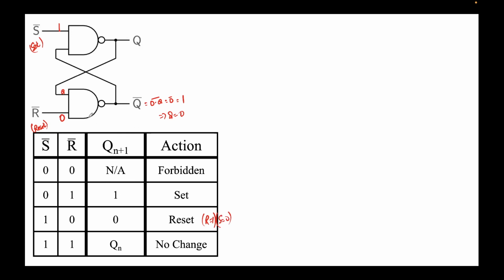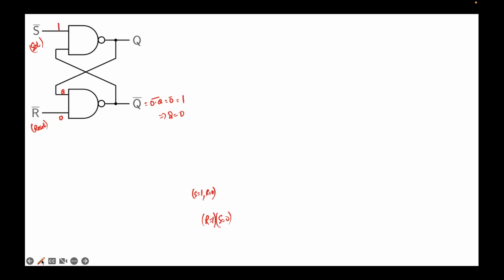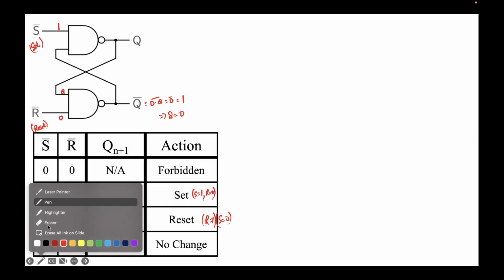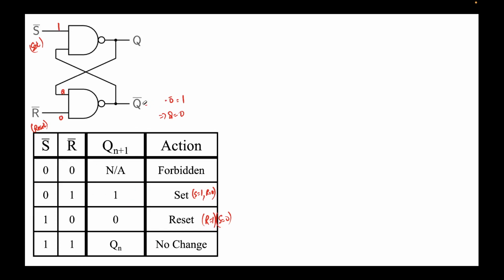All right, let me delete these. Let's just take one more case. So in this case, S equal to 1 and R equal to 0. This means we want to set the memory to 1. So Q is essentially storing this value. S equal to 1, R equal to 0.